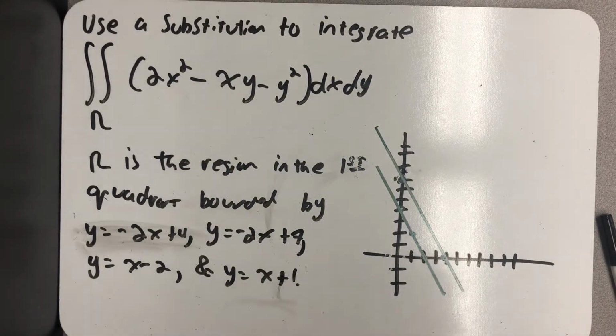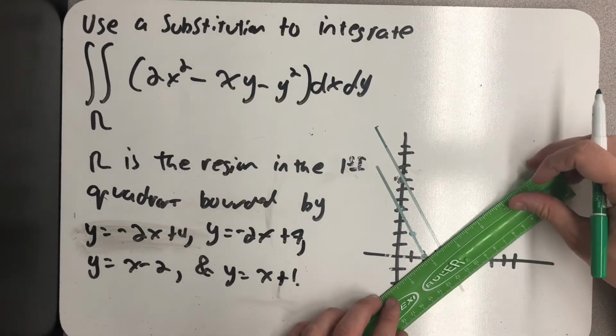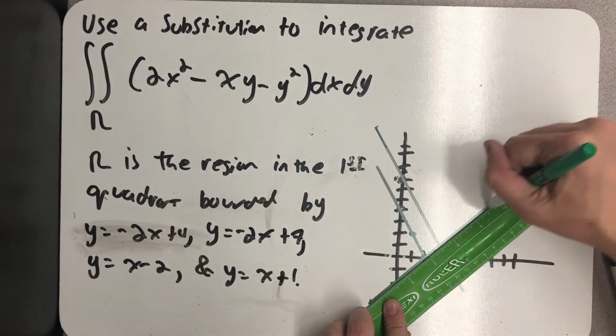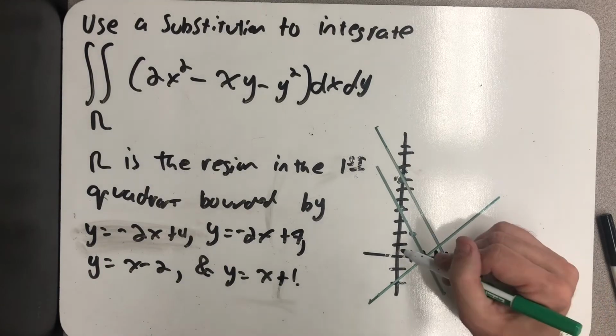All right, y equals x minus 2. It's going to go through that point right there. That's kind of nice. And then y equals x plus 1.